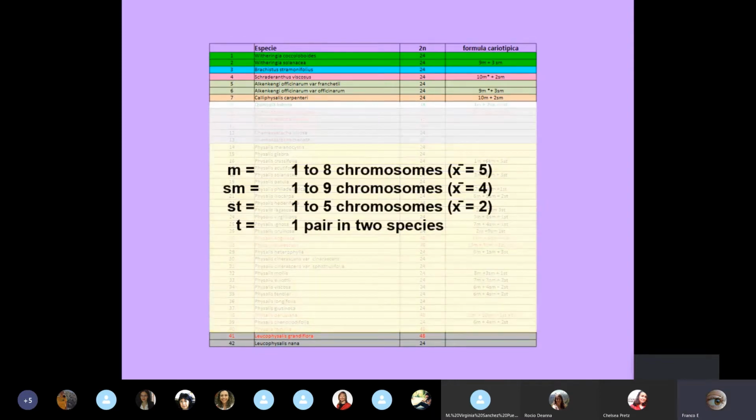So we found in Physalideae a karyotype formula with 1 to 8 M chromosomes, or metacentric chromosomes, 5 on average, 1 to 9 SM chromosomes, 4 on average, 1 to 5 ST chromosomes, 2 on average, and we found telocentric chromosomes in 2 species. So we can say that on average, the formula for Physalideae is composed of 5 metacentric chromosomes, 4 SM, 2 ST, and 1 telocentric chromosome.